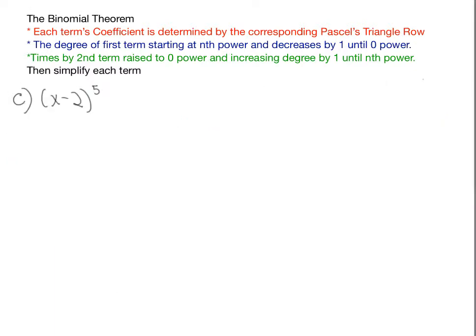For example C, let's see how we apply this if we have a binomial that is a subtraction. So again, I'm looking at the 5th row, so I need to figure out my Pascal's triangle all the way down to the 5th row.